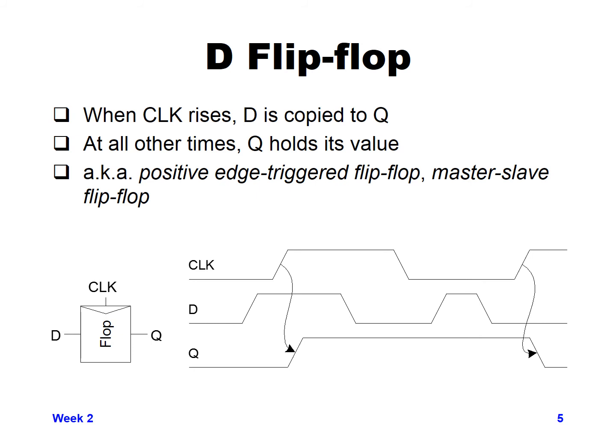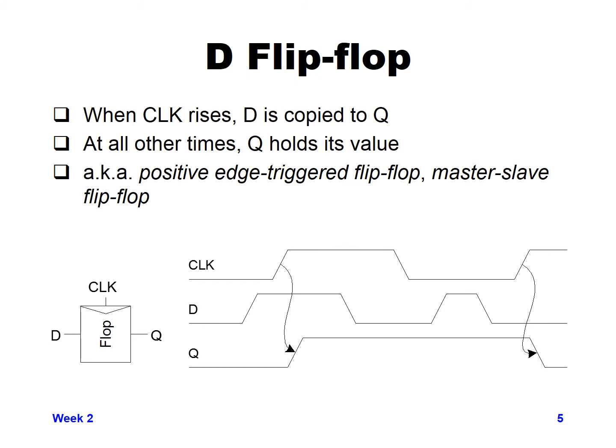So this is called a positive edge triggered flip-flop. If we captured the value when the clock was going from high to low rather than low to high, it would be negative edge triggered. But this particular type, and the most common, is the positive edge triggered flip-flop, and it's also called a master-slave flip-flop, and we'll get into that in the future slides.